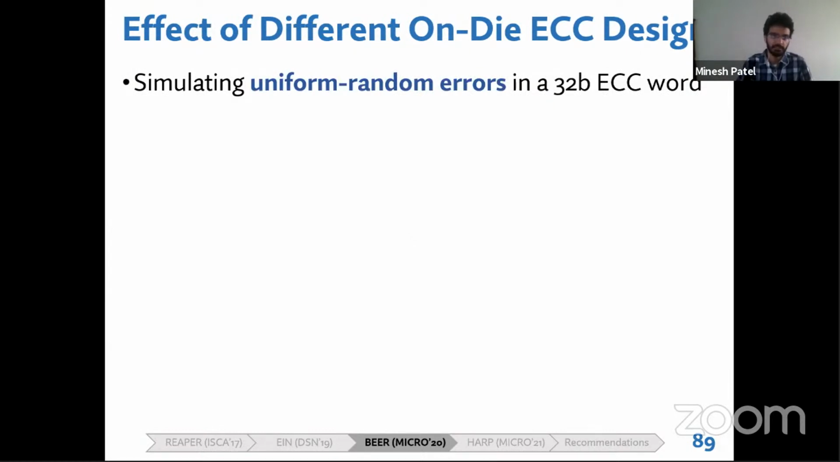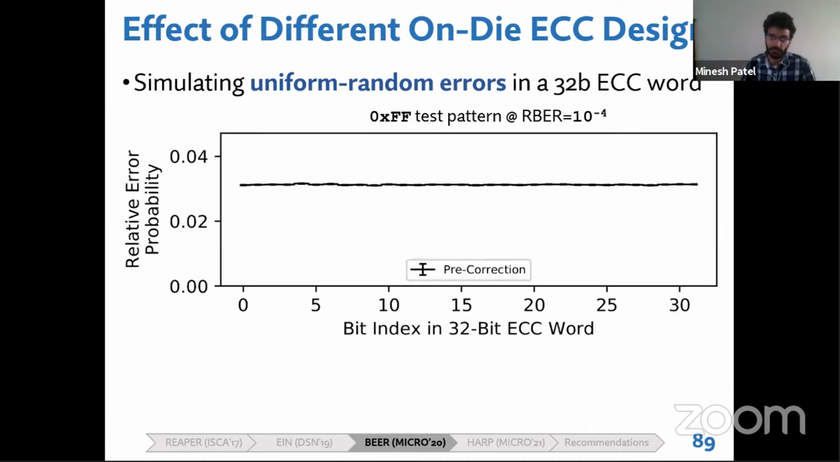Let's take a look at the effect of different on-die ECC designs. I'm going to show some example data. Here we simulate uniform random errors within a 32-bit ECC word. The x-axis shows the bit index in this 32-bit word, and the y-axis shows the relative probability of observing an error in each of the different bit positions. Because we're simulating uniform random errors, the per-bit error probabilities are roughly equal pre-correction. And so what we see here is that it's essentially a uniform distribution.